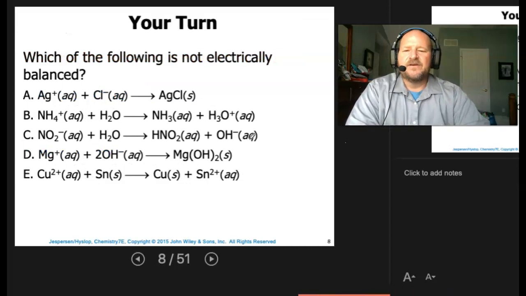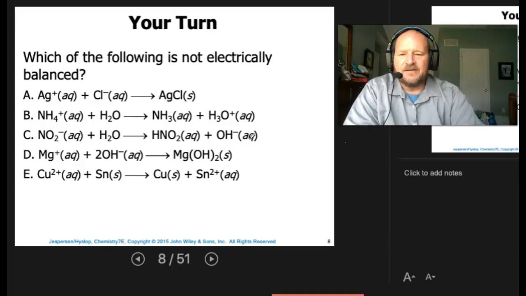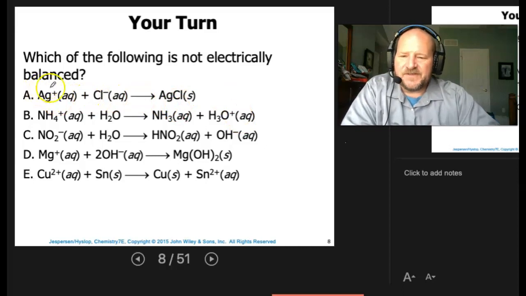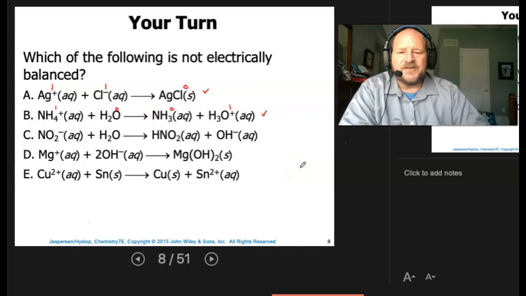All right, so let's take a look at this then. Which of the following is not electrically balanced? Okay, so the way we'll do that is here we see we have silver with a +1, chlorine with a -1. That gives me a total of 0. On the product side, it's a neutral compound, it's 0. That's electrically balanced. Here we have a +1 for the ammonium, a 0 for the water, a 0 for the ammonia, +1 for what we call the hydronium. And so that means we have +1 on both sides. That means it's balanced. Okay, so go ahead and check out the other three.